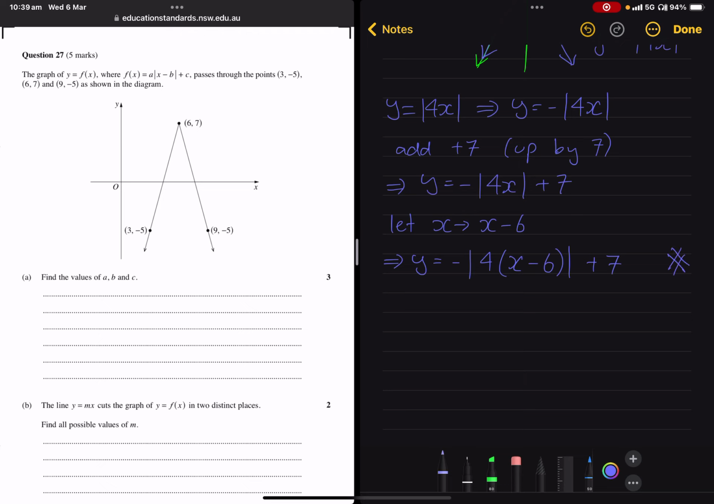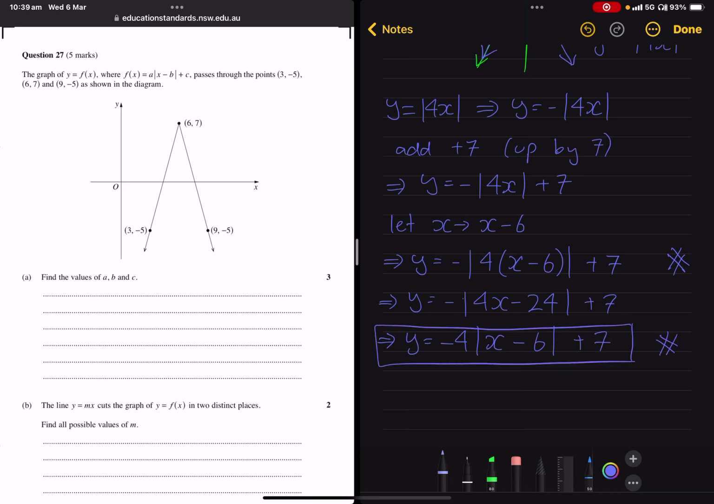Now what we need to do is rearrange this. If we expand the brackets, we get y is equal to the negative of the absolute value of 4x minus 24, plus 7. Now we can factor 4 out of the absolute value. So we're going to get y equals negative 4 times the absolute value of (x minus 6) plus 7. This is going to be our solution equation. So this is the correct equation, but also in the correct form.